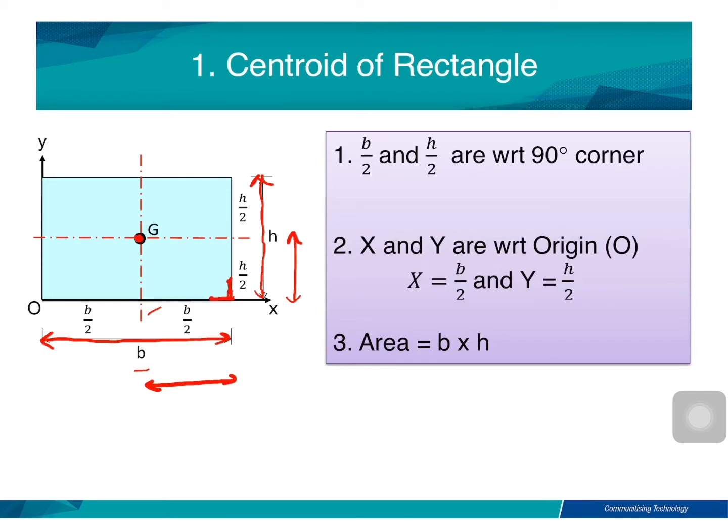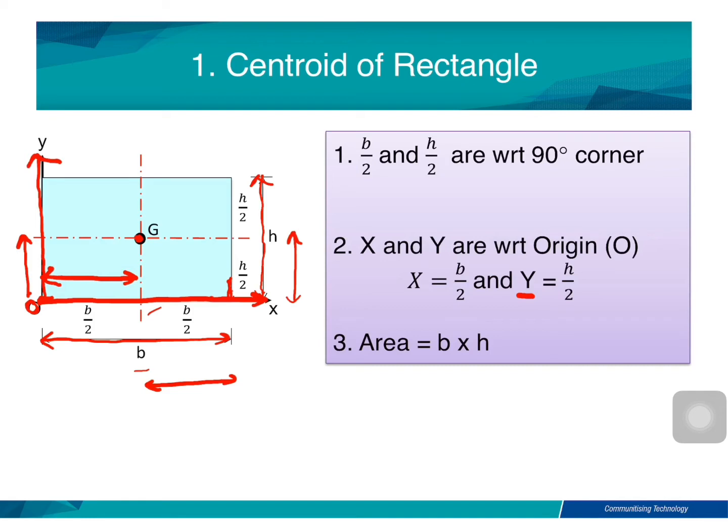And then number 2, X and Y are with respect to the origin. So where is the origin? This is the origin. We have axis X here, and axis Y here. So X is equal to B over 2 from the origin, and this is the location of the centroid. And then Y, from this origin to this point, is also H over 2. So this is how we can measure the centroid for the rectangle.